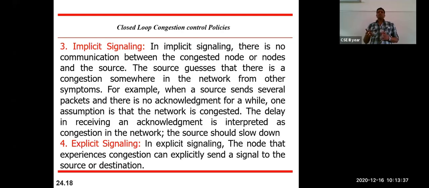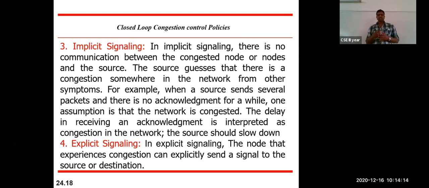The source itself will come to a conclusion that there is a congestion in the network by looking at the symptoms. What kind of symptoms? For example, delay in the acknowledgements. If the acknowledgements are not coming back in time, or not coming back at all, then it assumes that there is a congestion, right? Then it slows down. That is implicit signaling. So that's the difference between choke packet, back pressure, and implicit. In choke packet and back pressure, someone has to inform the source. In implicit signaling, no communication happens to the source, but the source itself will understand and come to a conclusion. That is implicit. Then explicit signaling.